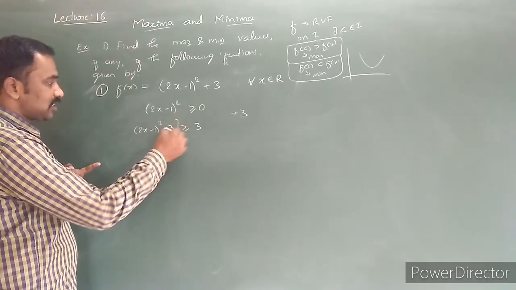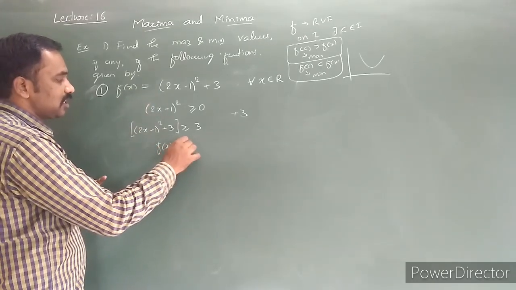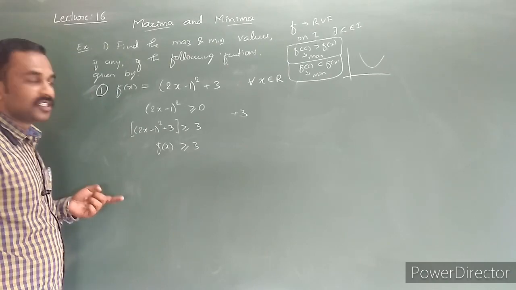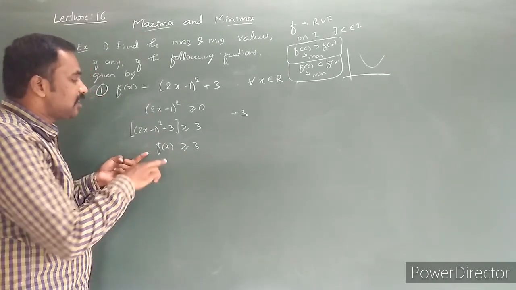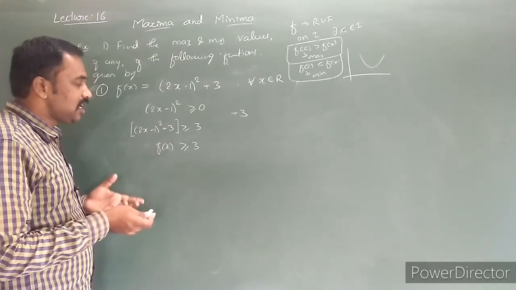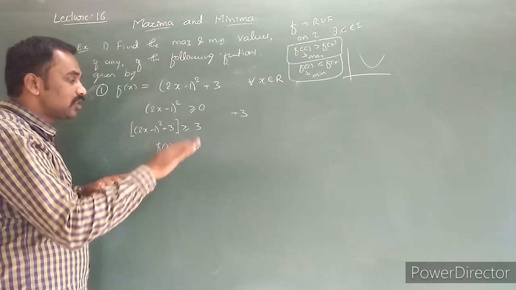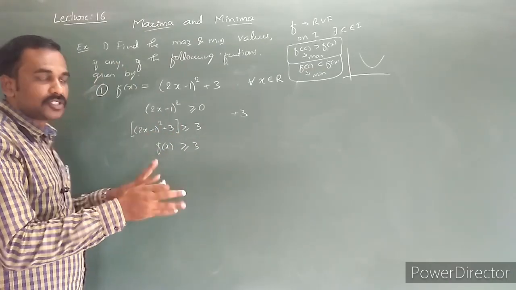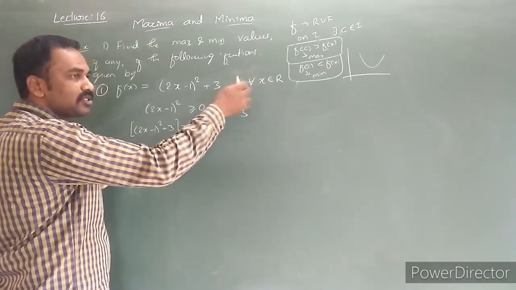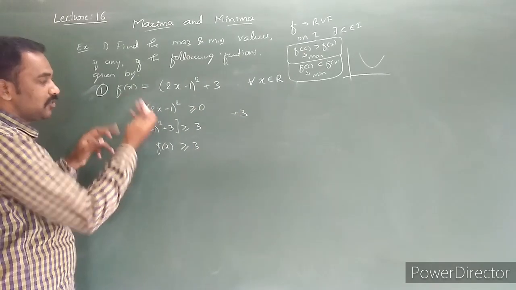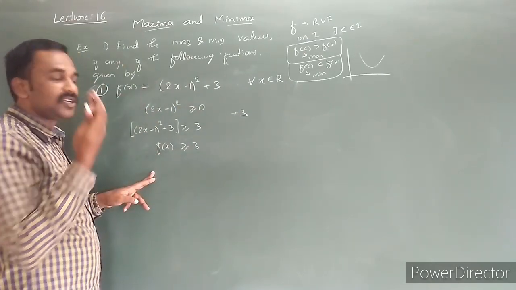Now, what is the left hand side value? This is nothing but f of x. f of x is greater than or equal to 3. The function value is greater than or equal to 3, which means the function takes values of 3 or more, and values less than 3 are not possible for any real x. You can replace x with negative or positive values, whatever you like, and the function will have a minimum value of 3, otherwise more than 3.